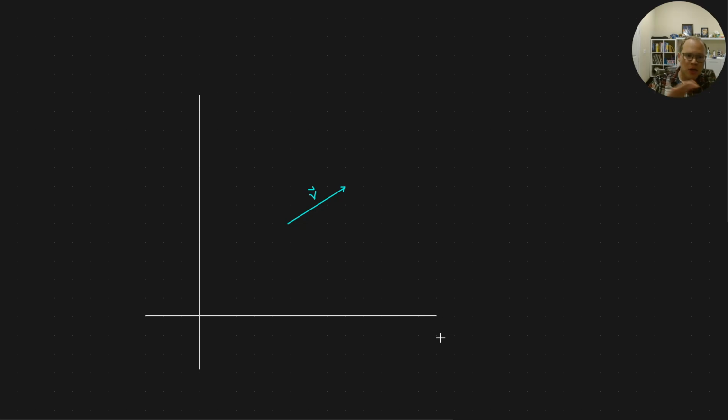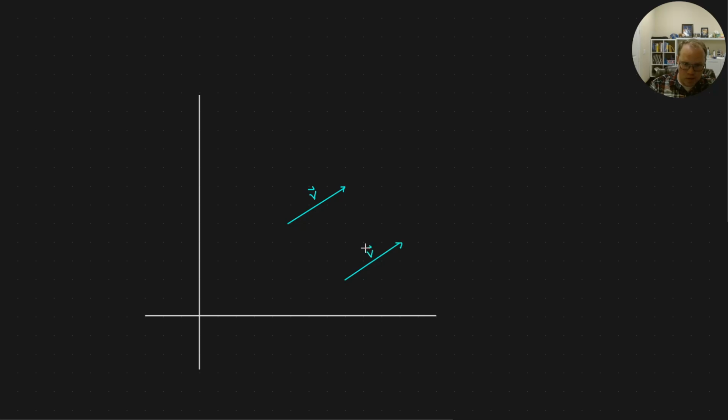Now, as a reminder, it doesn't matter where this vector is in the coordinate system, right? Vectors don't have a position. I could draw this same vector at any point in this coordinate system, and I'd have exactly the same vector.